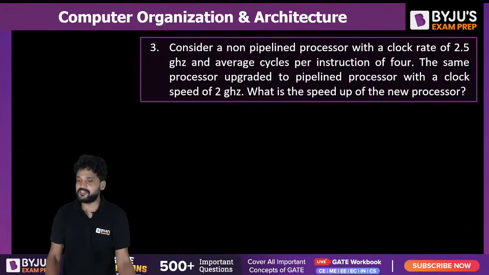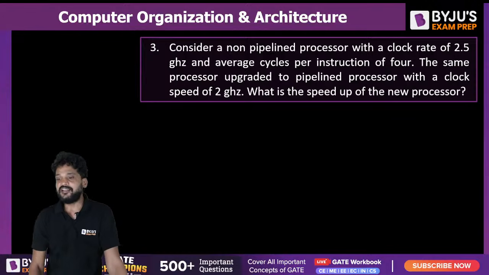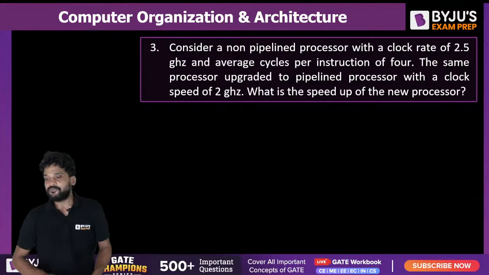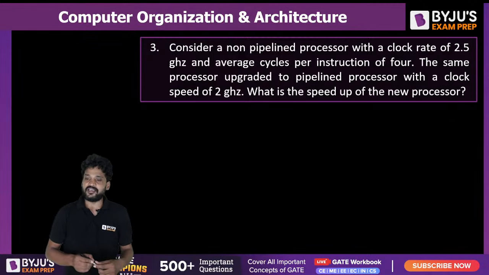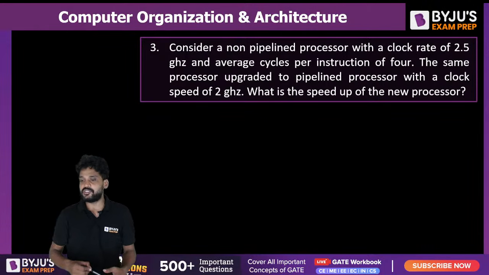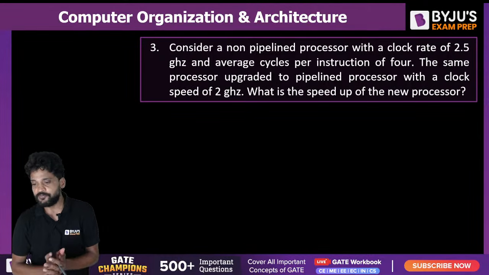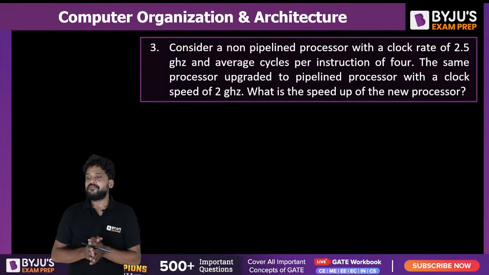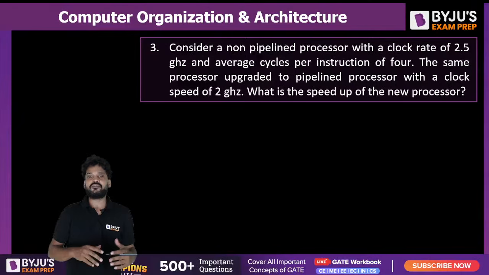The next question is on your screen. Consider a non-pipeline processor with a clock rate of 2.5 GHz and an average cycle per instruction of 4. The same processor is upgraded to a pipeline processor with a clock speed of 2 GHz. What is the speedup of the new processor? This is a question on pipelining.